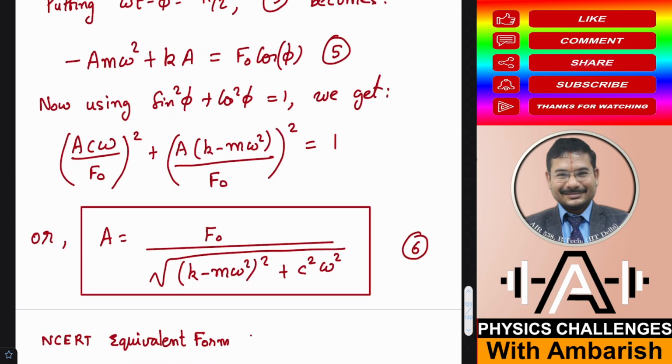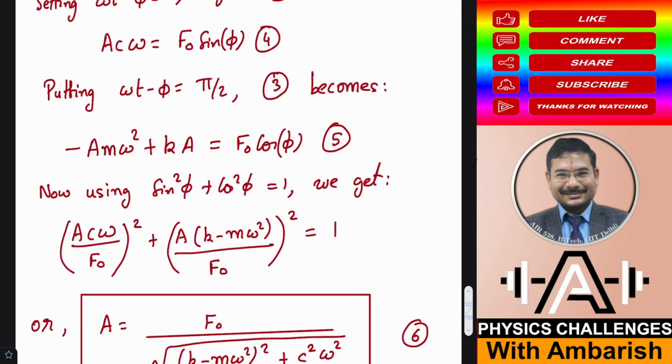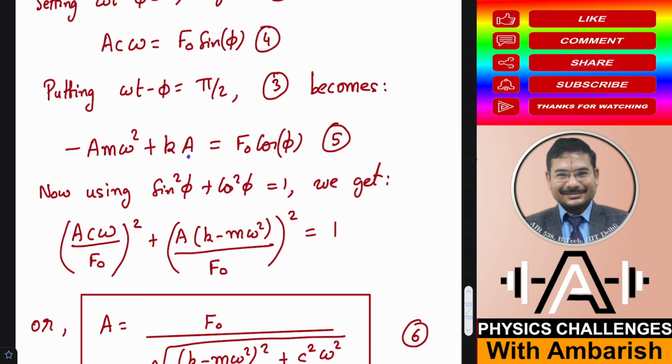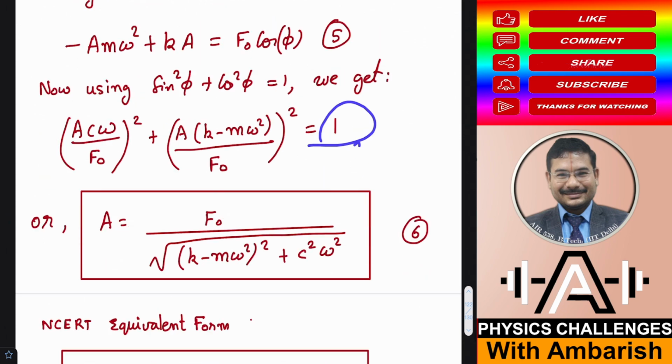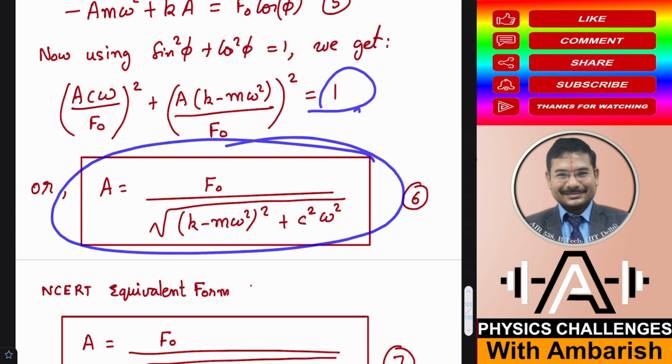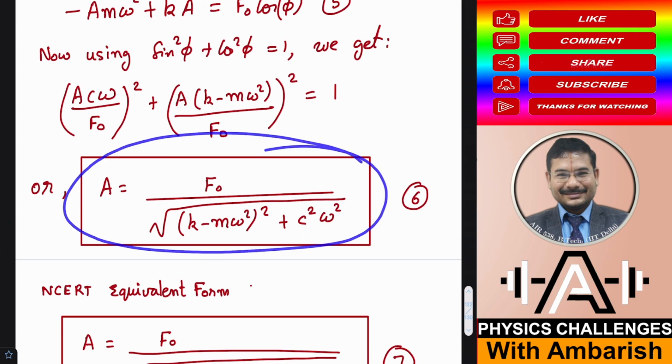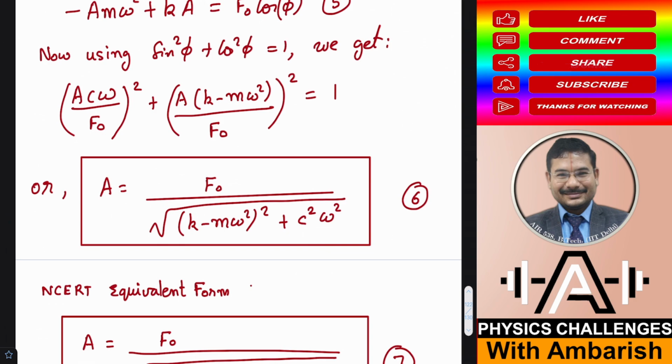So now using sin²φ + cos²φ = 1, we get sin φ is Acω by F0, so that's what I have written, and cos φ is (−Amω² + kA) upon F0, so that's what I have written. In fact you can take A common, then it becomes (k − mω²) by F0, whole squared, and if you solve this, then you get A is equal to F0 upon the square root of (k − mω²) whole squared plus c²ω². So we have already found the amplitude, and this is equivalent to the result given in NCERT.